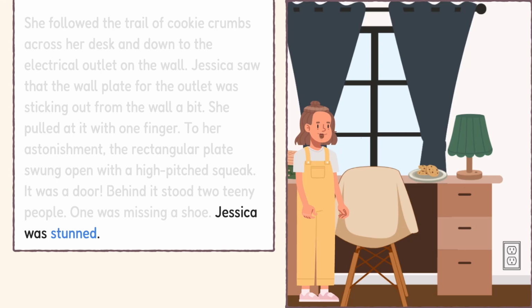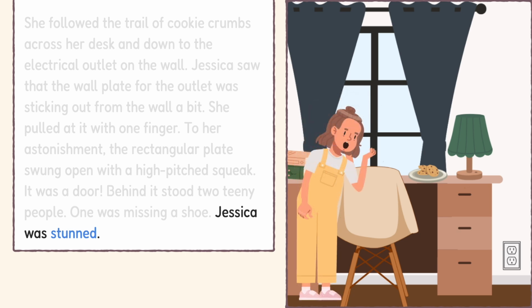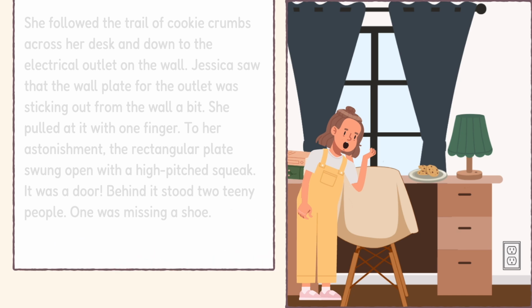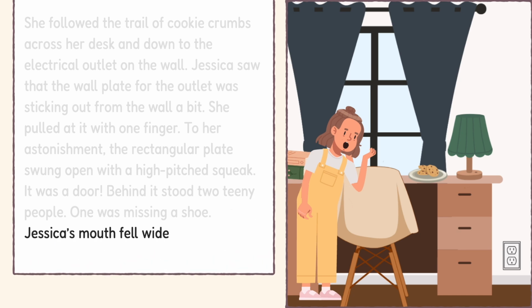Well, she might open her mouth wide, like she's shocked. And she might gasp, like she can't believe what she's seeing. Finally, we could have her lean in, like she's trying to get a closer look. So let's write this. Jessica's mouth fell wide open. She gasped and leaned in closer. Oh, that's much more interesting to read, and it really helps us picture what's happening here.